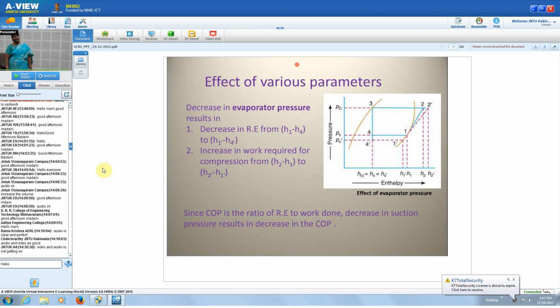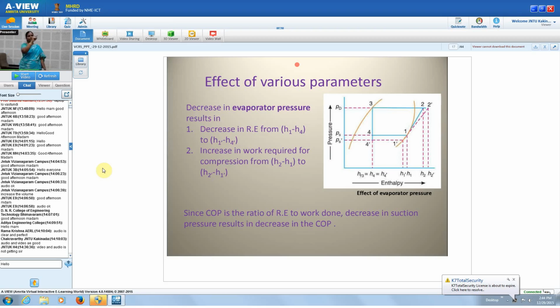One method here is decrease in the evaporator pressure. The evaporator pressure is nothing but the suction pressure to the compressor. If it is decreased, then what will happen to the COP? Evaporator pressure is nothing but the lower pressure, and condenser pressure is the maximum pressure in the cycle. If the minimum pressure is decreased, then what is the effect on COP?